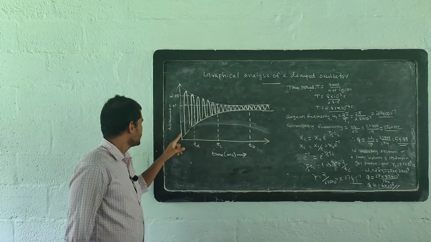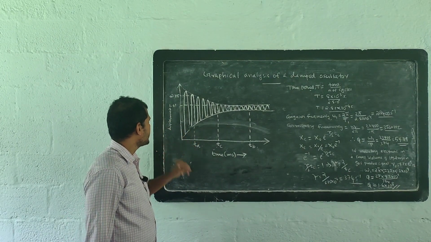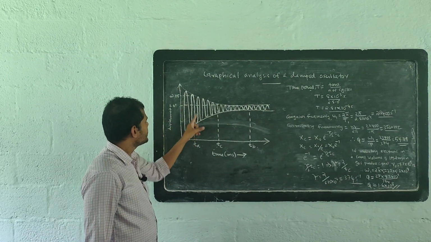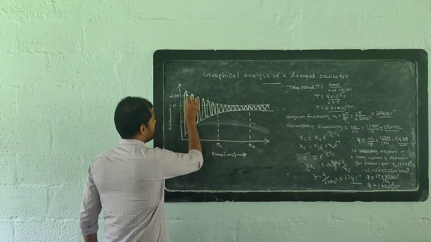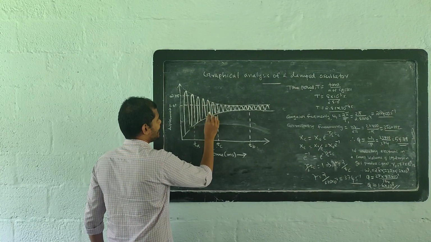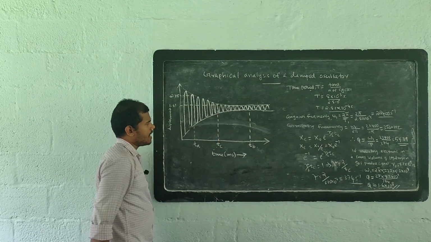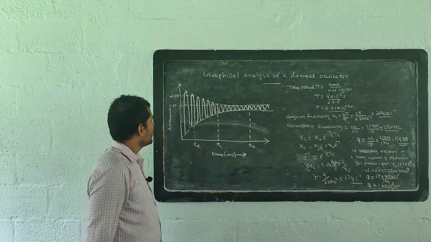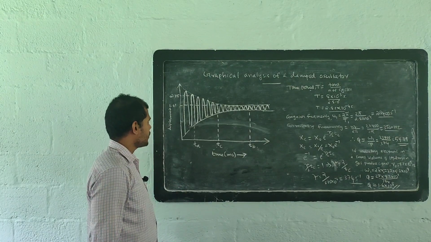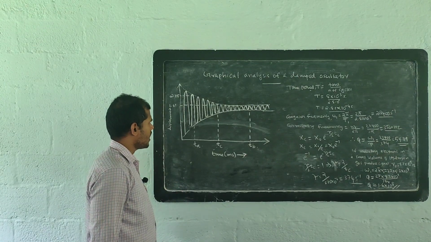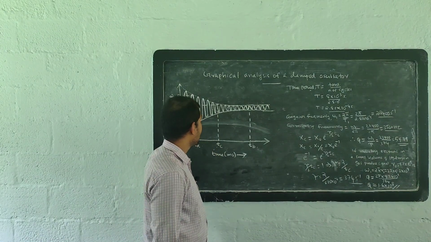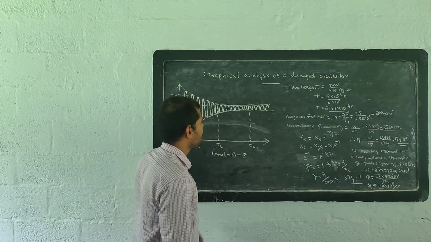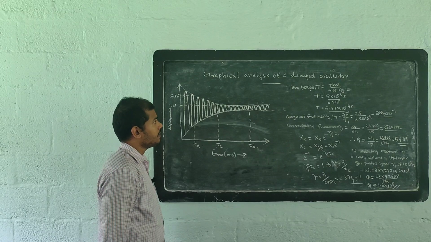Here we can understand that the amplitude is exponentially decreasing with time. As time progresses, the amplitude decreases exponentially, as indicated in our expression for displacement or amplitude. Here we first have to find the time period from this graph.